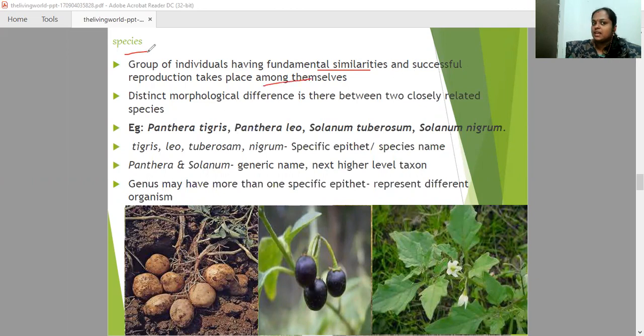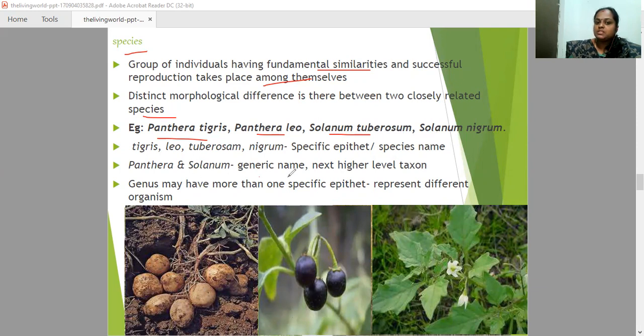Then we consider that as a species. Here the morphological difference is there between two closely related species. Example: Panthera tigris, Panthera leo, Solanum tuberosum, Solanum nigrum. All these are examples. You can see Panthera here: the genus is the same, but the species is different. Solanum tuberosum and Solanum nigrum are different species, but the genus will be the same, that is Solanum.